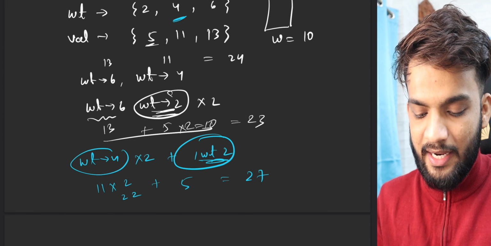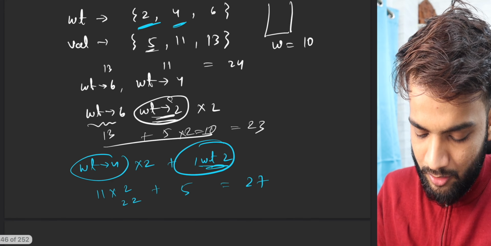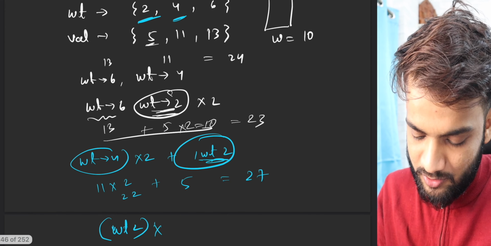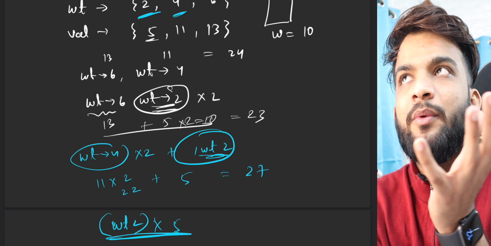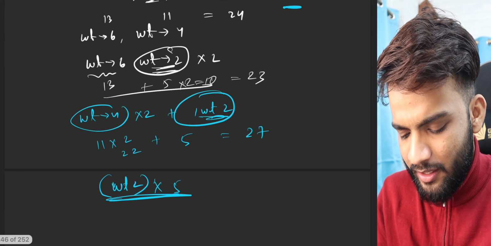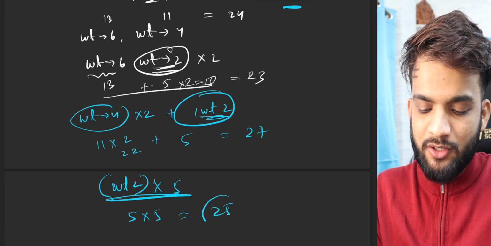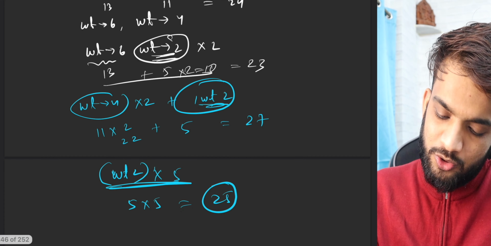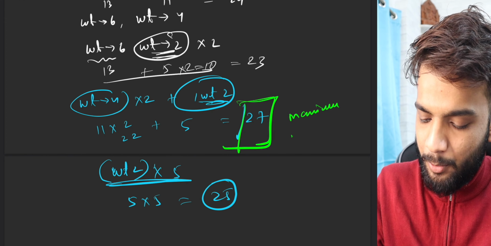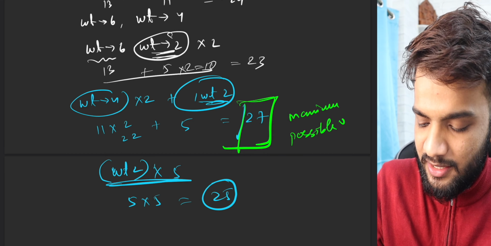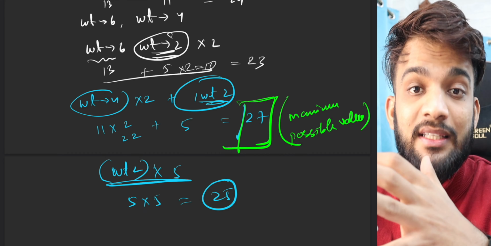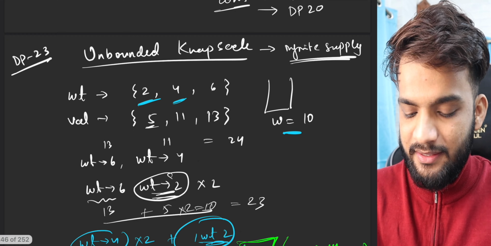Like, you can also say that, hey, listen, I'm going to pick the weight 2 five times, because if I pick the weight 2 five times, that will be equivalent to the weight 10. And how much value will I get? 5 into 5, 25. So there can be numerous ways, and the value that you get is the maximum possible value, and that's what is going to be the answer. So I hope that makes sense, the question.